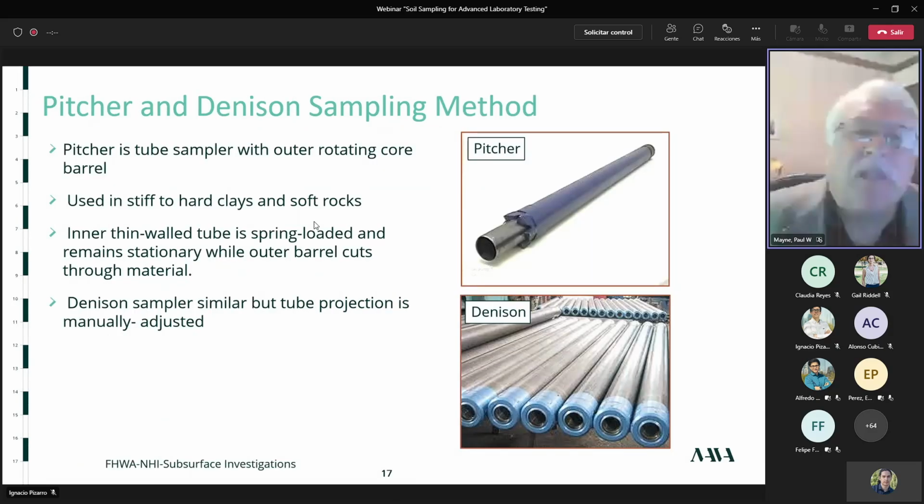We have something called a pitcher sampler and another sampler called a Denison sampler. This is for when the soil is rather hard and hard to get out, very stiff material, stiff to hard clays and even soft rocks, and we still need to get a sample. So we have a tube within a tube, and the inner tube retains the soil, and the outer tube is rotated to sort of cut into the material as we advance into the ground to get our sample. So if it's particularly hard, you may want to consider using one of these two types of samplers. Next.